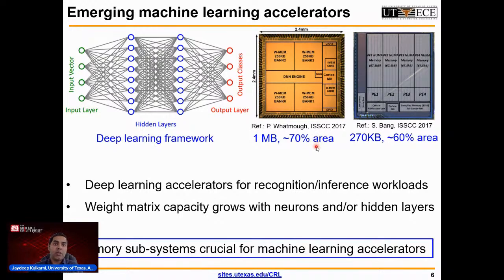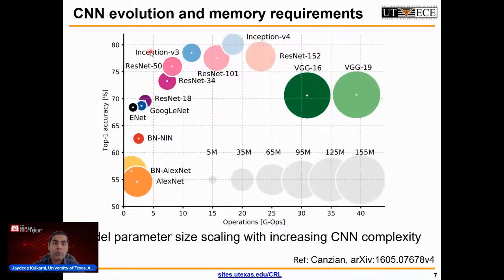And as the size of the weight matrix, the connections between these different neurons, and also the number of hidden layers increase over a period of time, we would need larger and larger memory capacity for these efficient ML accelerators. To illustrate this point further, this slide shows the accuracy of different emerging convolutional neural networks as a function of how many operations they perform for the inference computation. As you can see, for highly accurate networks the number of operations is in general increasing, and so is the size of the model parameters, meaning the number of neural network weights, which is represented by the size of this circle. That is also growing as we increase the complexity of the CNN.